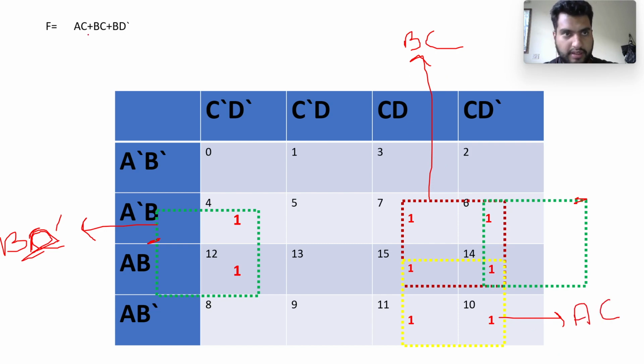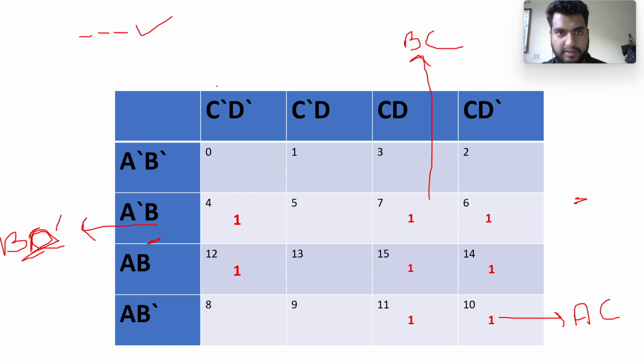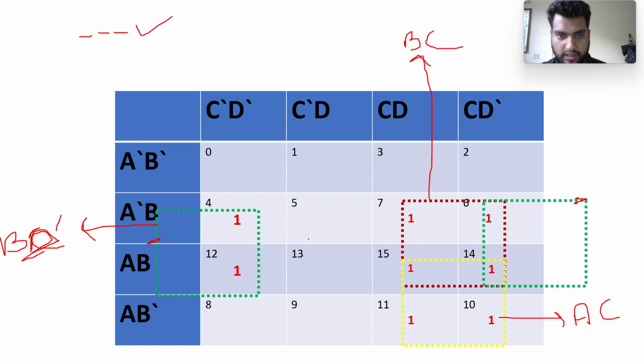So our final will be AC plus BC plus BD complement. So that is option C, AC plus BC plus BD complement. So this chord, and this chord.